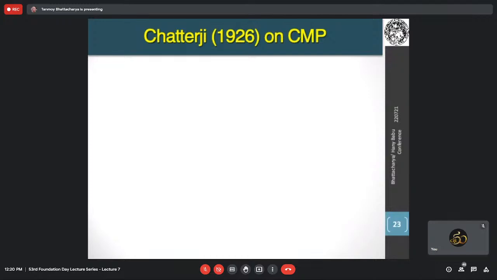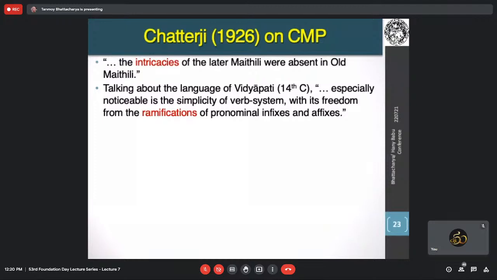Now, when the multiple agreement phenomenon was noticed, all these linguists were very careful to notice this. I will pick a later linguist, again, Chatterjee, and some people might be familiar with my critique of Chatterjee in this domain and other domains as well. So these are the quotations from, again, ODBL.